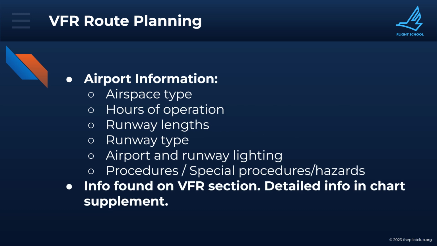So the first thing that we want to take a look at when we're doing our route planning, we can start with our departure and destination airports, and we want to get some information about the actual airport itself. We want to know what type of airspace the airport is in and its hours of operation, meaning this is a little bit more real world. Sometimes a tower will only be in operation for a certain period of time. If it's not in operation, then that airport is technically an uncontrolled airport.